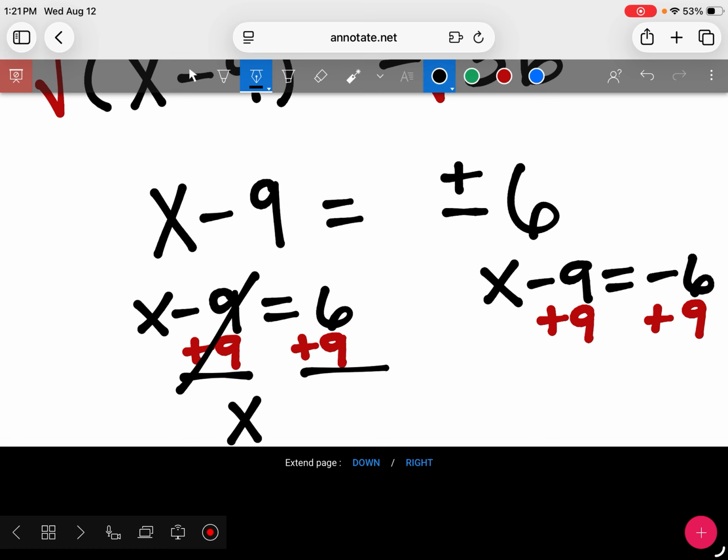So you should get x equals 15 and x equals 3.